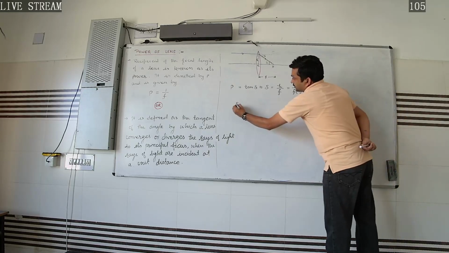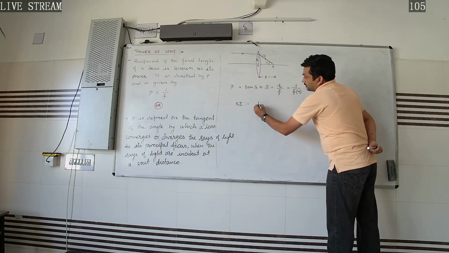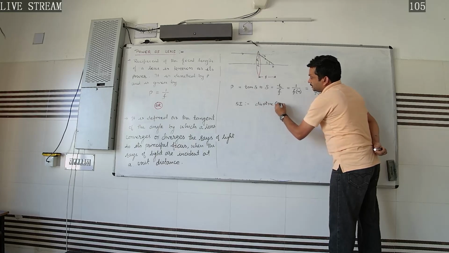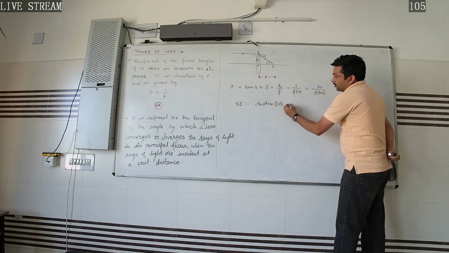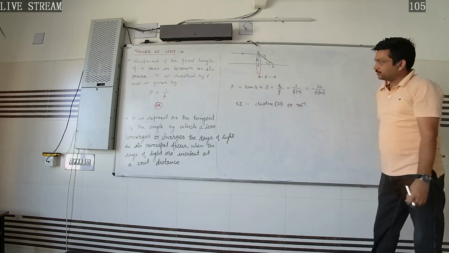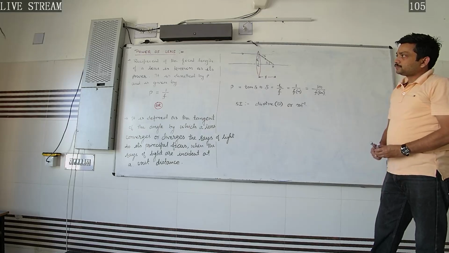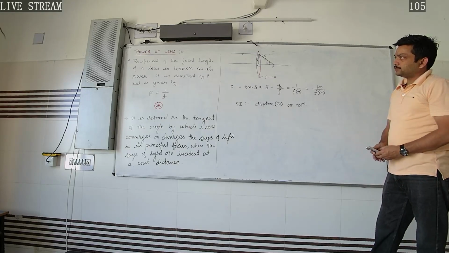Now, what about the SI units? SI units of power of lens are diopter, denoted by capital D, or meter inverse. In this way we can explain about this. So this is all about the power of lens.